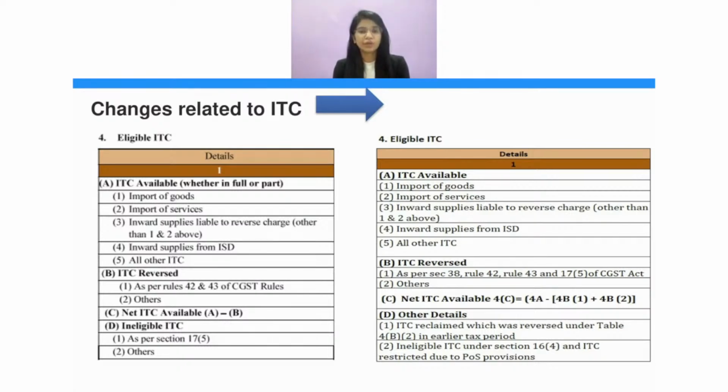My question to all of you is, while you are filing your GSTR-3B for the month of August, whether you will be taking ITC on this transaction or not. Are you eligible to claim ITC or not?